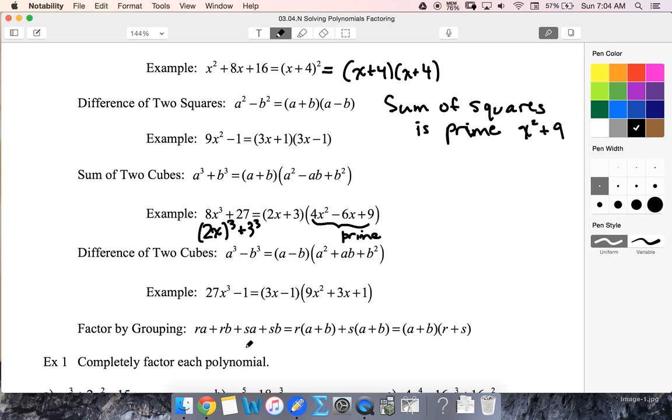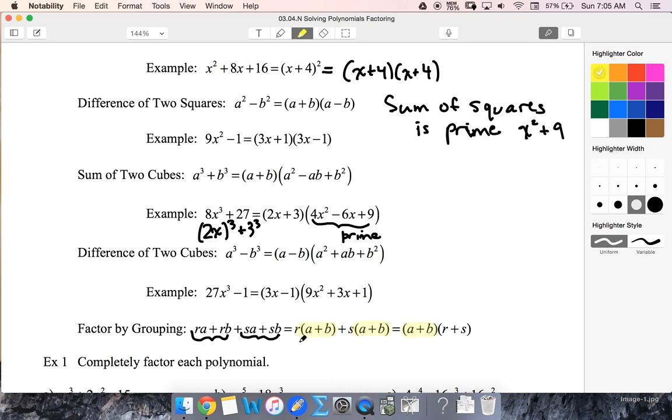Factoring by grouping is something we do when we have 4 terms. So if you have 4 terms, one of the things you can do is put them into groups. In this group, I have a common factor of r, which I can take out, leaving me a plus b. In this group, I have a common factor of s, which I can take out, leaving me a plus b. And then my a plus b is now a common factor for these 2 terms. So since a plus b is a common factor, I can factor it out, leaving r plus s.